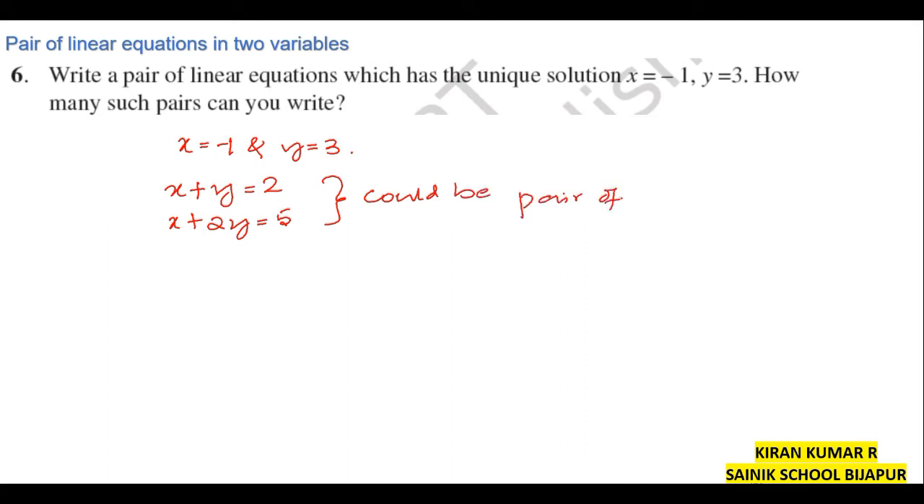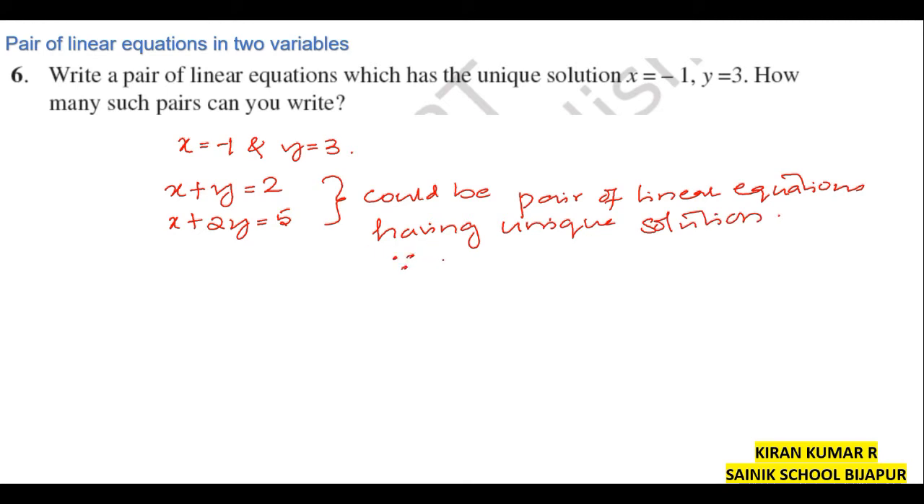So this could be a pair of linear equations having a unique solution. How can I say that they'll be having a unique solution? I can say so because a1 upon a2, in this case it is 1 upon 1, and b1 upon b2, in this case it is 1 by 2. We are having a1 by a2 not equal to b1 by b2. Therefore, they will be having a unique solution.